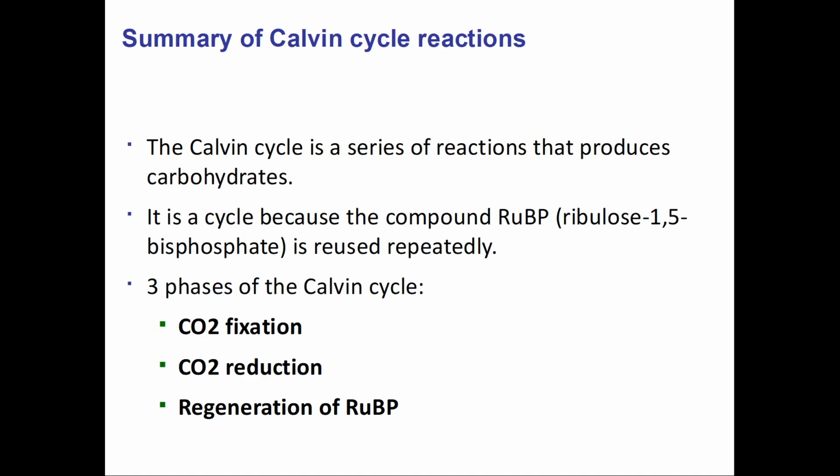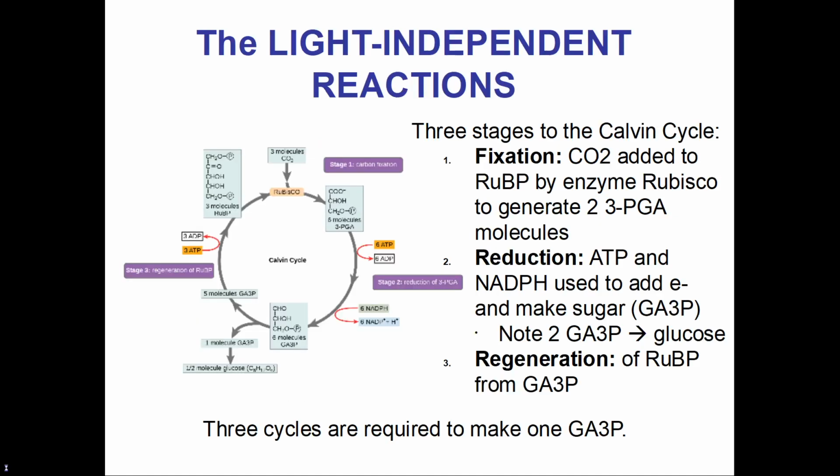All right, summary of Calvin cycle reactions. The Calvin cycle is a series of reactions that produces carbohydrates. It's a cycle because the compound RUBP, or ribulose 1,5-bisphosphate, is reused repeatedly. Three phases of the Calvin cycle: CO2 fixation, that's where atmospheric CO2, that is CO2 from the air, is fixed. The carbon is added to another molecule. Then CO2 reduction, and then regeneration of the RUBP.